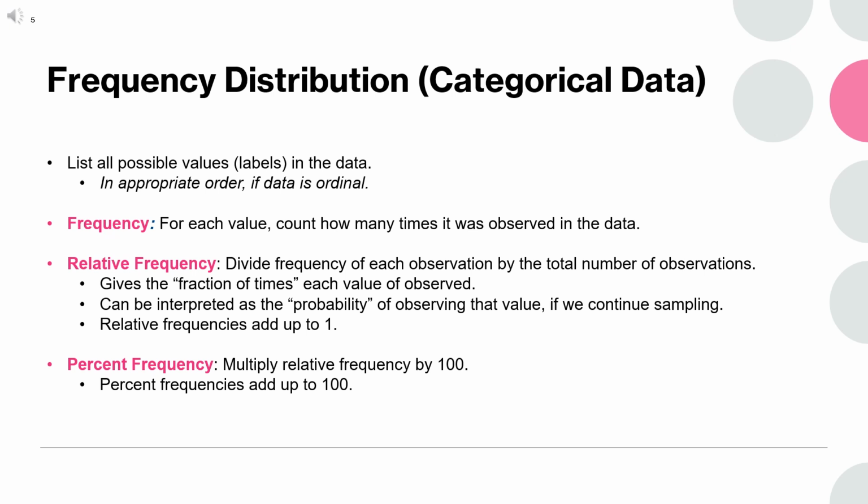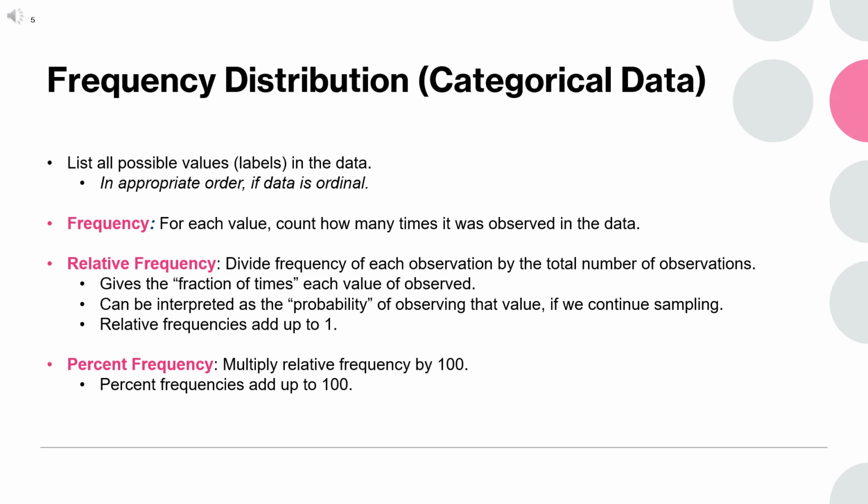Next, we calculate the frequency of each value. Frequency refers to the count of how many times each specific value appears in the dataset. This step helps summarize the data by showing how often each category was observed. For example, if we have a dataset of 50 purchases from a vending machine, we might find that Coke Classic was purchased 19 times, Diet Coke 8 times, and Sprite 5 times.